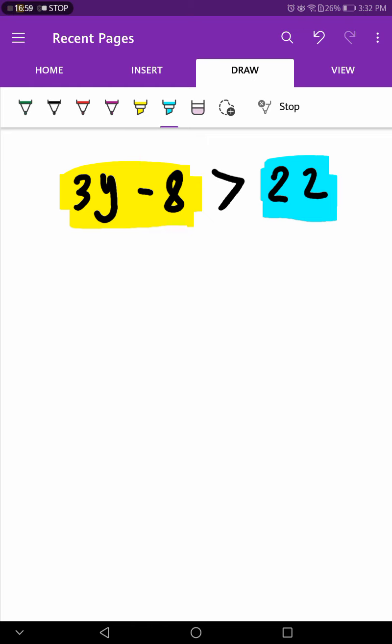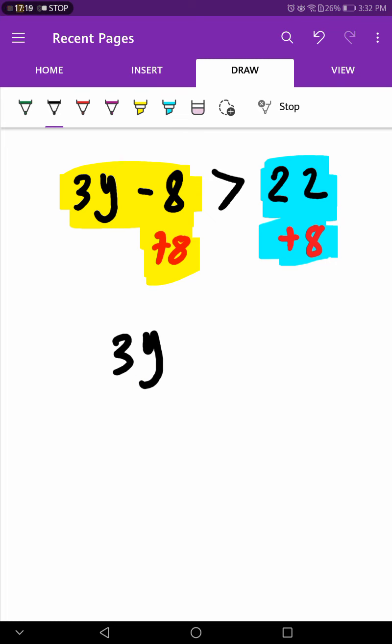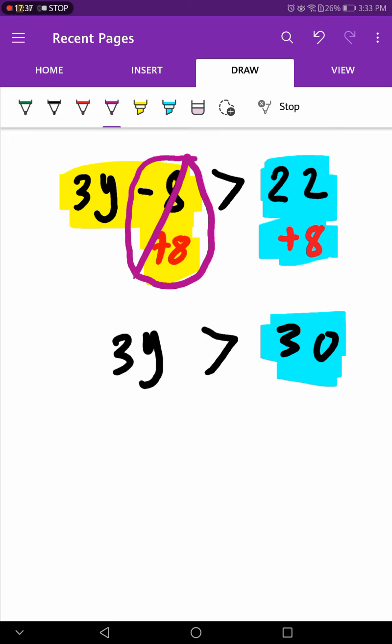Now we want to remove the -8, so we will put +8 on this side, the left side, and what we do in the left, we have to do in the right. So it will be 3y greater than 30. Now, wait a minute. How did you get 30 here? 22 plus 8. And how did you get 3y only? Where is the -8 plus 8? Cancelled, yes? Okay. Now this is the left and this is the right.